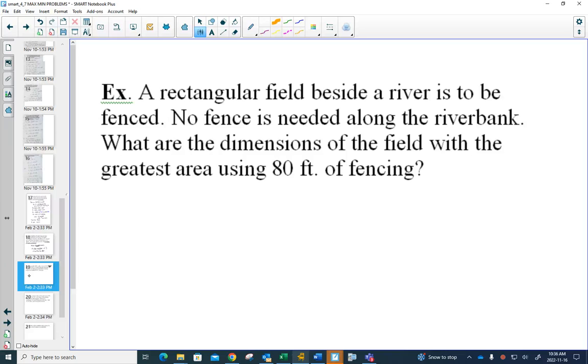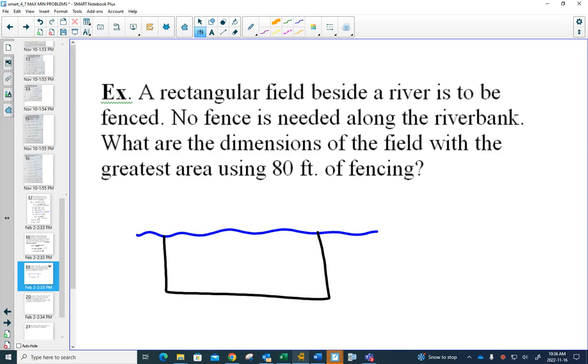So we've got a river, and a rectangular fence is to be built alongside the river. You don't need any fence along the riverbank, and you have 80 feet of fencing. So again, whatever amount you use here, you will also use here. And if you had 80 to start with, then this side will be what's left after you've used up 2 x's.